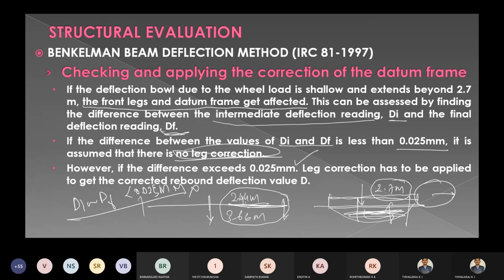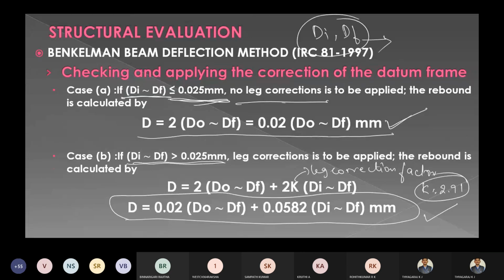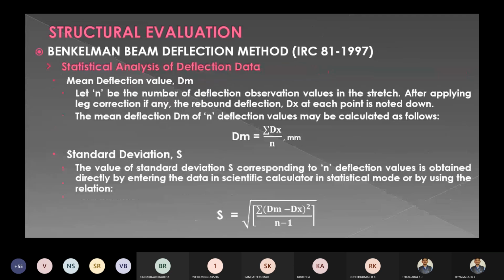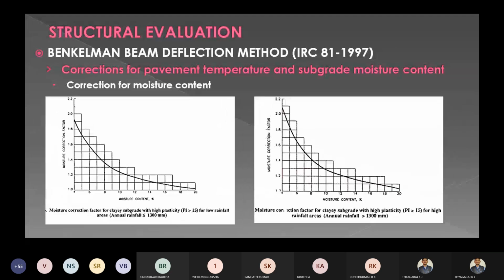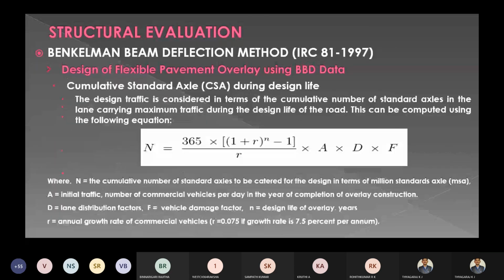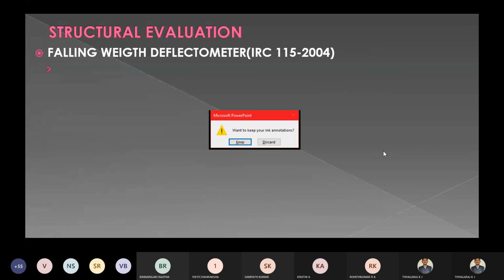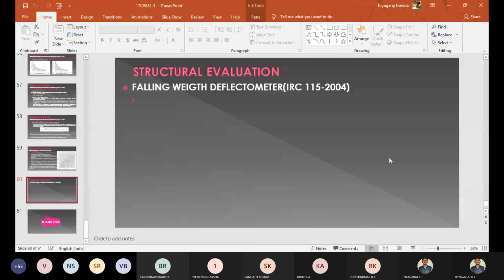If it is less than 0.025, no correction is required. If it is greater than 0.025 mm, we are going to apply the correction, and that correction factor we call the leg correction. Some of the concepts left out are statistical analysis, correction for pavement temperature and moisture. I told you how temperature and moisture will affect the design of overlay. Then at last we will be moving to the falling weight deflectometer. So by Wednesday, I'm going to complete this third module.